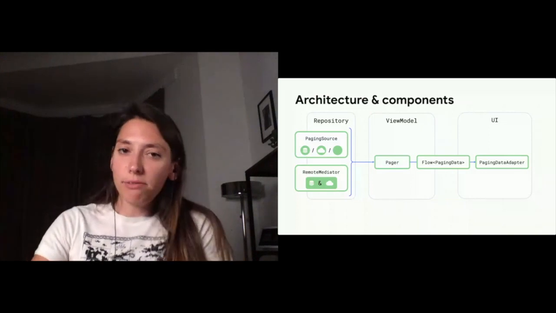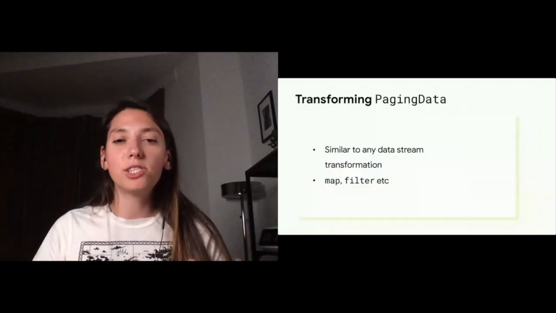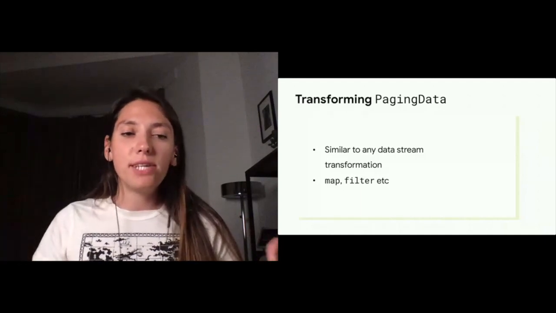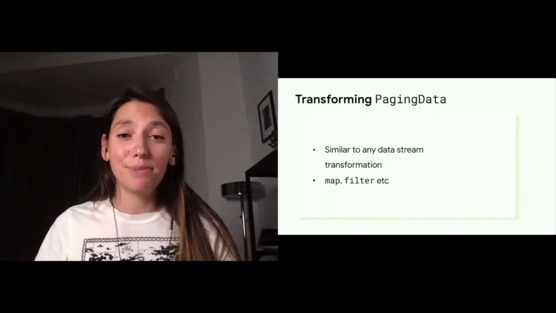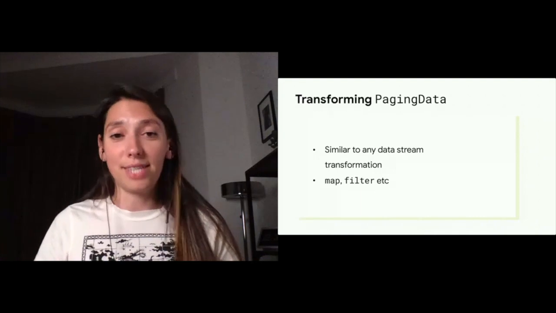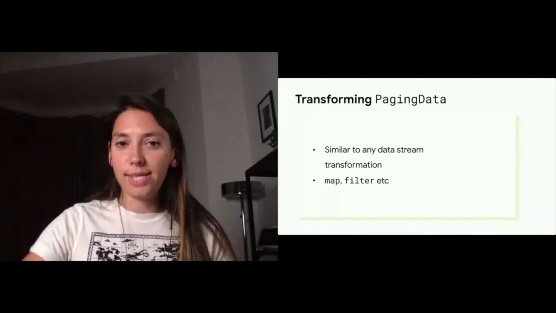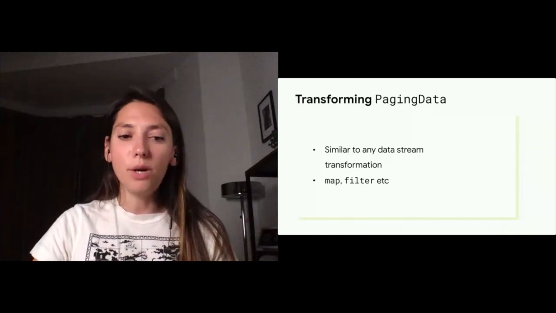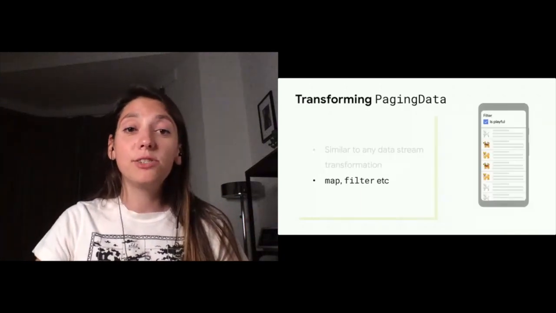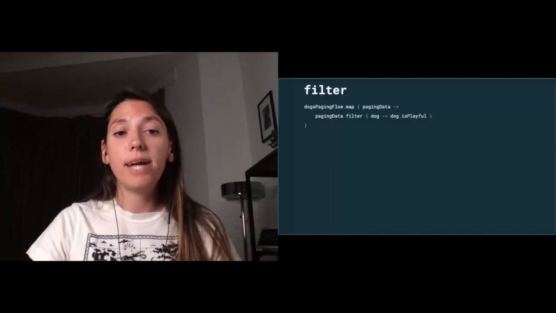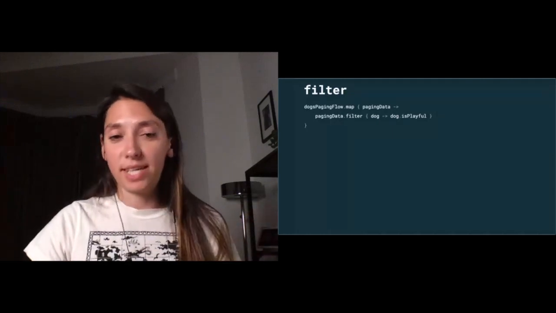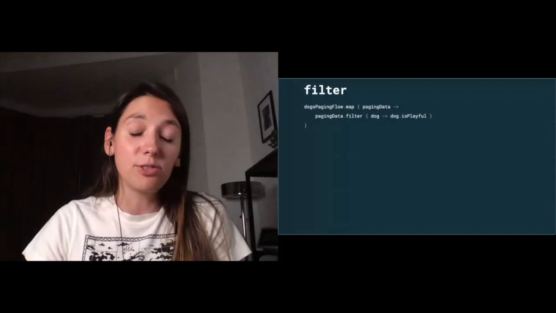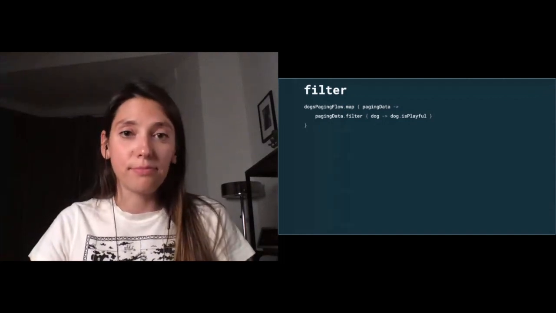But often we want to perform some transformations to the data before displaying it. Transforming paging data streams is very similar to the way we would work with any other data stream. So let's say that we only want to display playful doggos. To do this, we need to map the flow and filter the PagingData. That is all. If you're working with streams, you probably will do something similar to filter other streams.